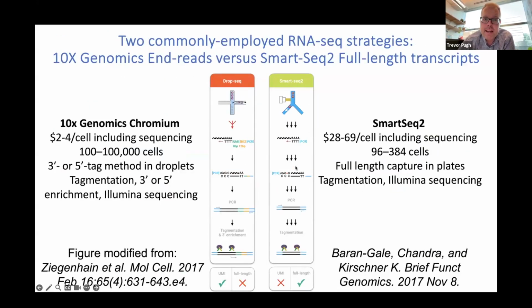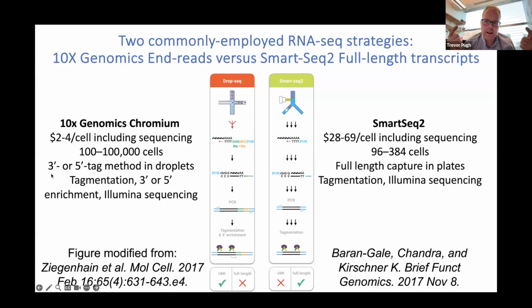I mentioned 10x Genomics. It's certainly not the only single cell approach in town, but certainly the most popular. I think they're kind of the market leader currently. There are two commonly employed strategies: 10x Genomics end reads, where you basically prime off one end of the transcript, versus SMART-seq2, which gives you the full transcript, and this is done in plates. So the end approach really has this benefit of scale, very cheap per cell. You can do thousands of cells if you have the budget for it.